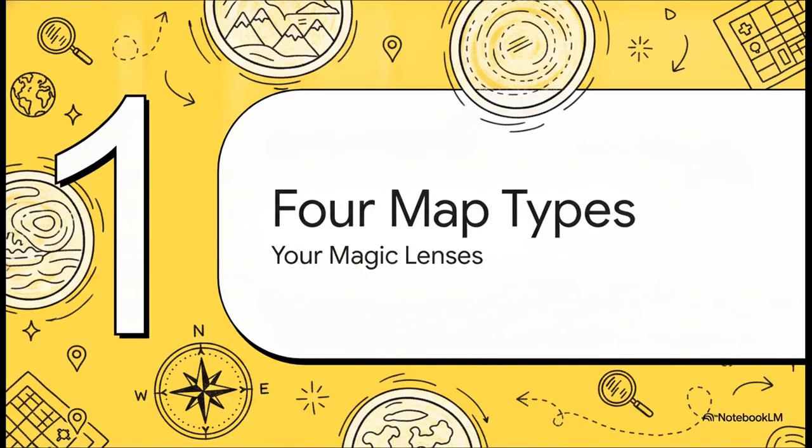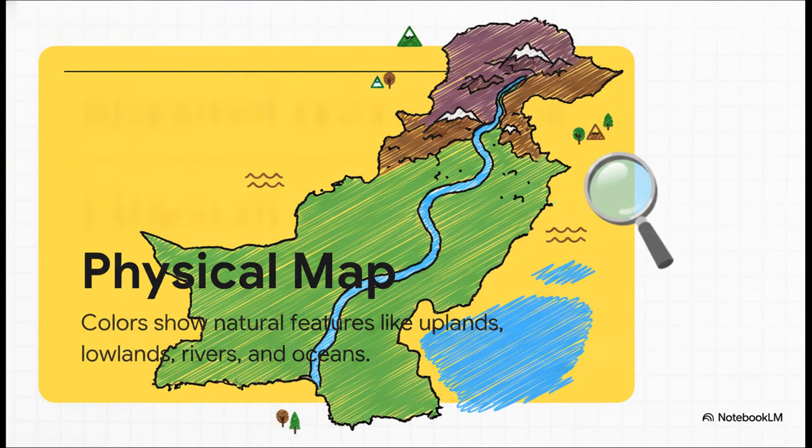Section 1. 4 amazing map types. Your magic lenses. Okay, so our first lens is the physical map. Using a physical map is literally like putting on colored glasses that reveal nature's absolute coolest features. Instead of just showing plain land, it uses colors to tell us what the ground actually looks like.